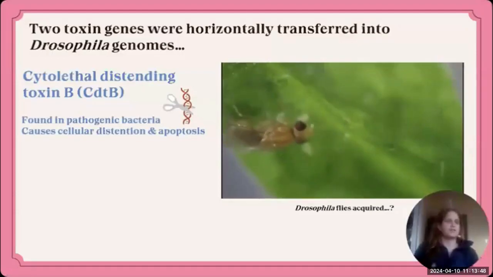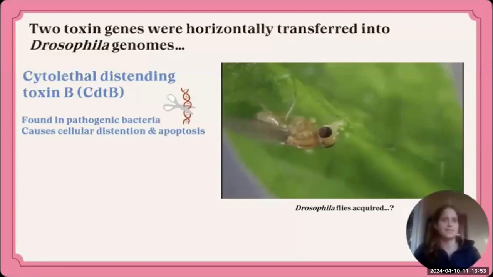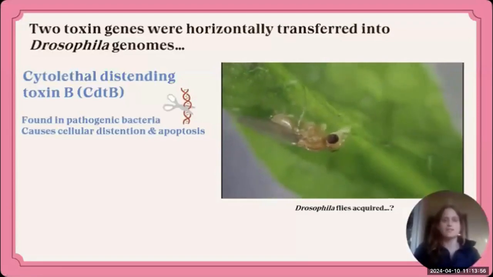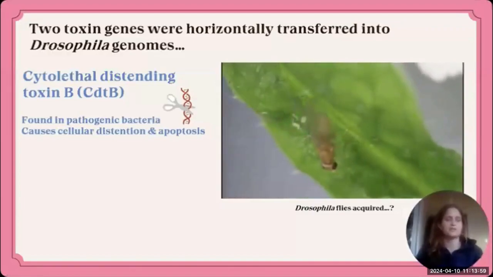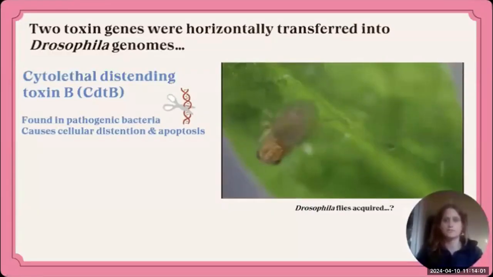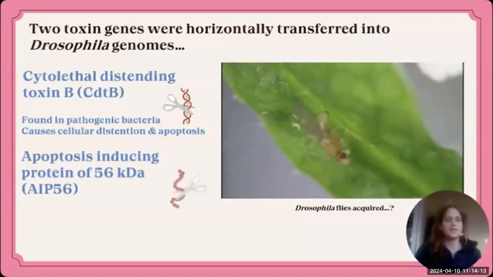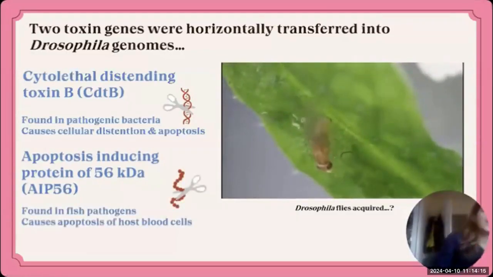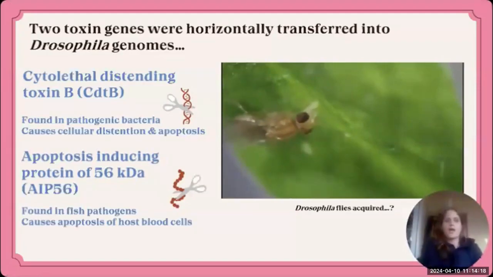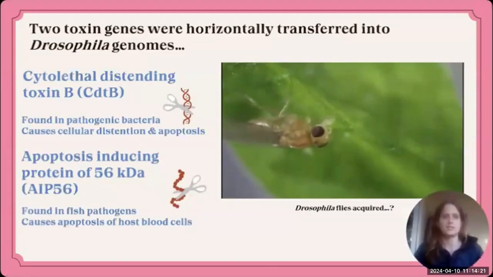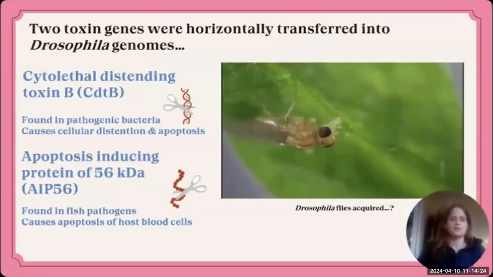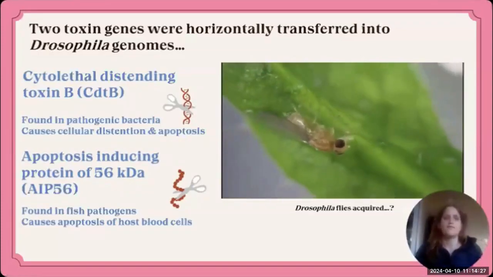CDTB is traditionally known to be found in pathogenic bacteria, where it can cause cellular distension and apoptosis, leading to cell death. CDTB is one of the major toxins implicated in irritable bowel syndrome because it destroys the cells lining the gut. The other gene that we found transferred was apoptosis-inducing protein of 56 kilodaltons, or AIP56. This is a peptidase, and it's largely traditionally known when secreted by fish pathogens, and like CDTB, also causes apoptosis, albeit of fish host blood cells.